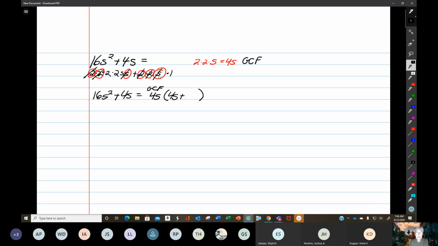And then, because it looks like everything is gone in this second term, this is where you have to remember, well, there is a 1. And you put a 1 there. And we have factored 16s squared plus 4s into now 2 factors. This is a factor. It's called the GCF, the greatest common factor. And this is a factor.